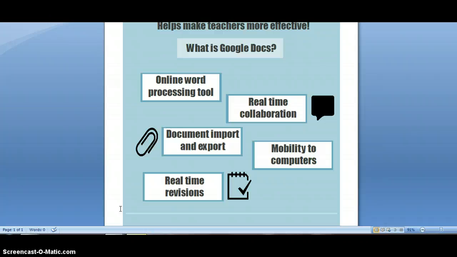Mobility to computers. If I have a PC at my school and an Apple at home, it doesn't matter because it's compatible. I don't have to worry about it not working because I don't have the right Office version or whatever the case may be. You're doing real-time revisions.